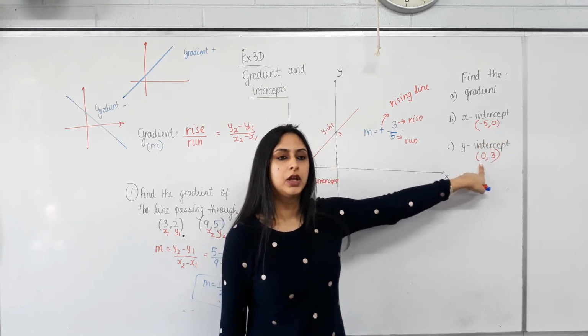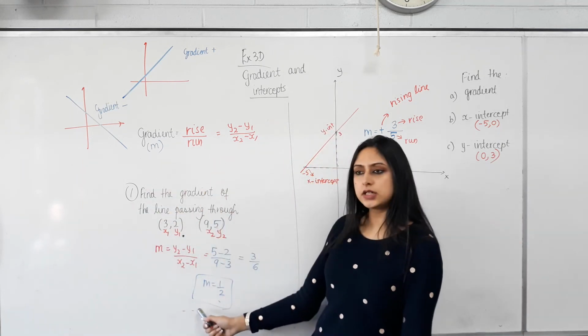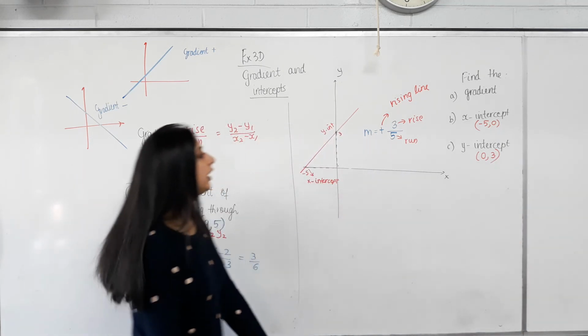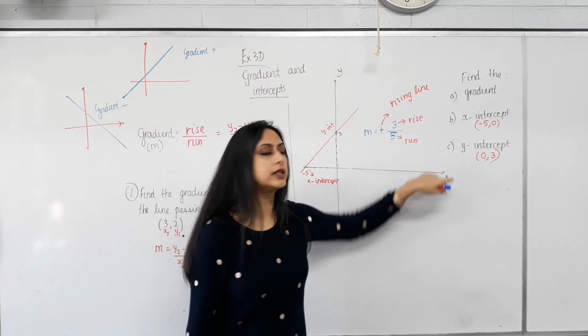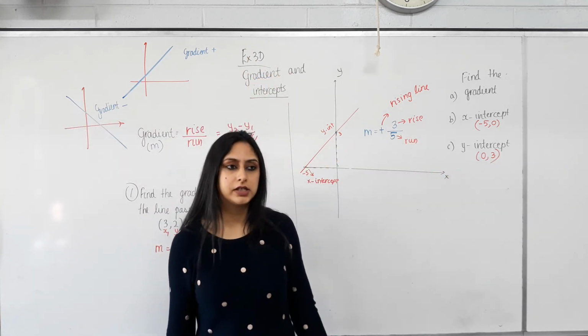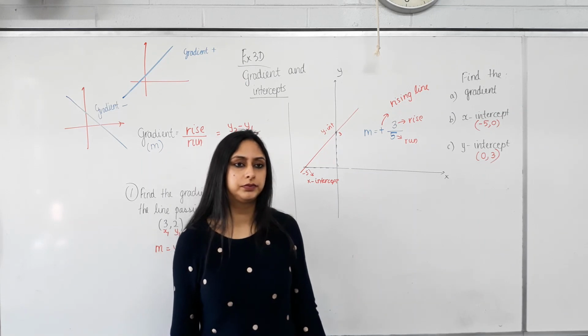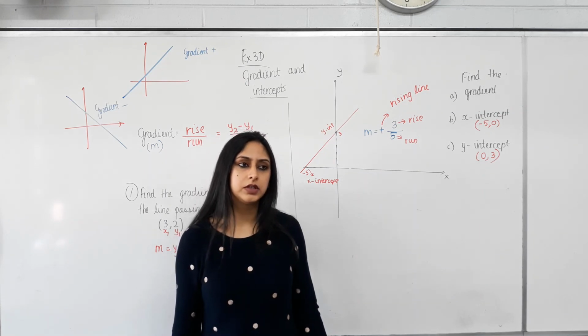So we've learned how to find gradient given 2 points. We've learned how to find the gradient using the graph, and we've learned what x and y intercepts are. We'll spend another lesson on it. Any questions? Great. Do your work.